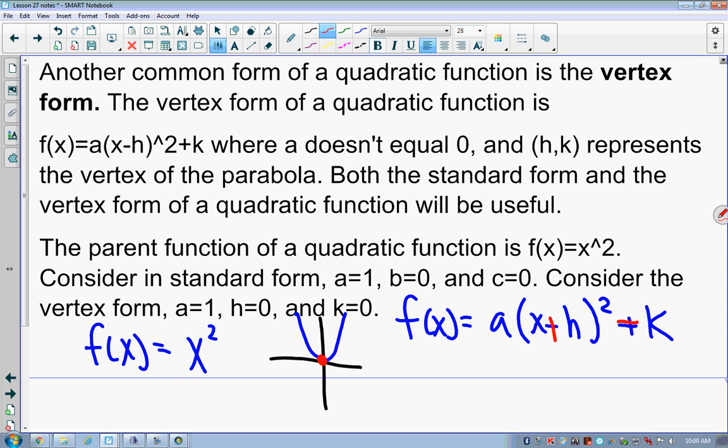Now, what does a itself do? A changes how wide or how narrow that parabola opens up. Based upon whether it's a fraction or a whole number, it may open wider or it may open more narrow. I would have to double check, but I believe as it becomes more of a fraction, the wider it gets. If it approaches a whole number, and the higher the whole number, the more narrow it gets.